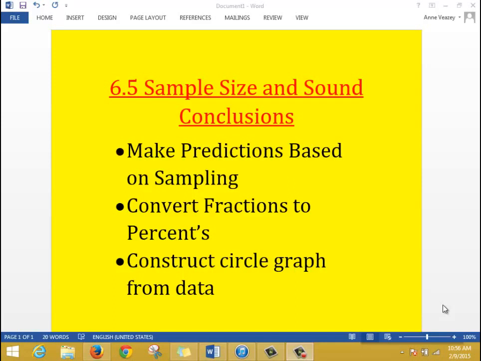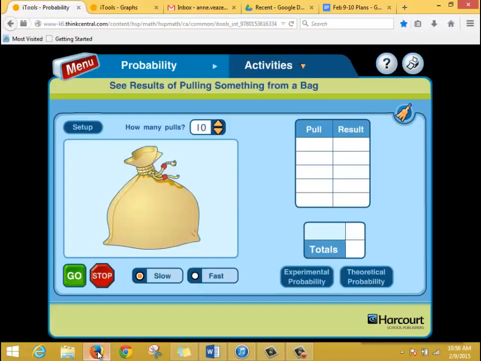Okay, so what you see bulleted here are basically the key skills we're going to be talking about. Of course, the first one, make predictions like we've been doing in science based on sampling. So based on what you pick when you draw something or pick one thing out of a bag, you're going to predict how many of that color are in the entire bag. We're going to be converting fractions to percents, which is something that we've done before. It'll be a review. And then finally, also something we've done before, but it's part of our data this unit, is to construct a circle graph or a percent circle graph from our data. Okay, so first let's look at what our activity is going to be.